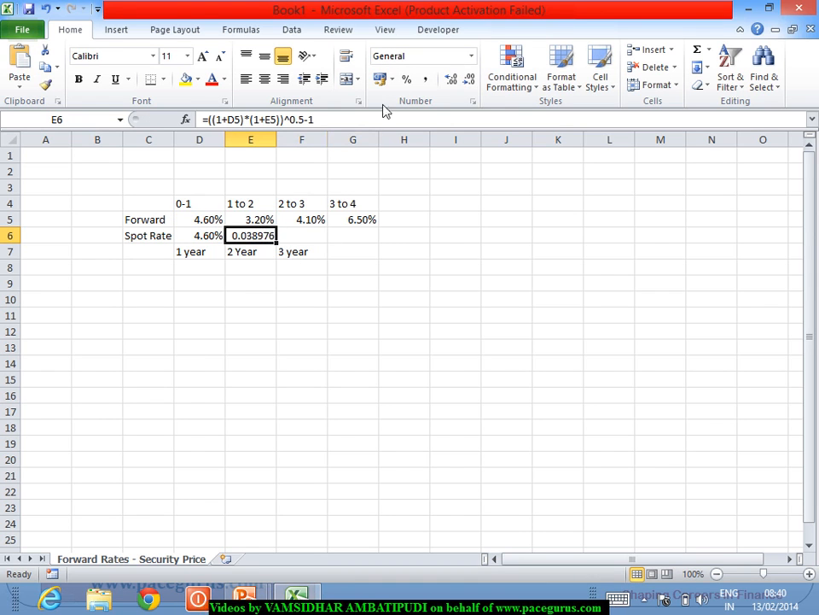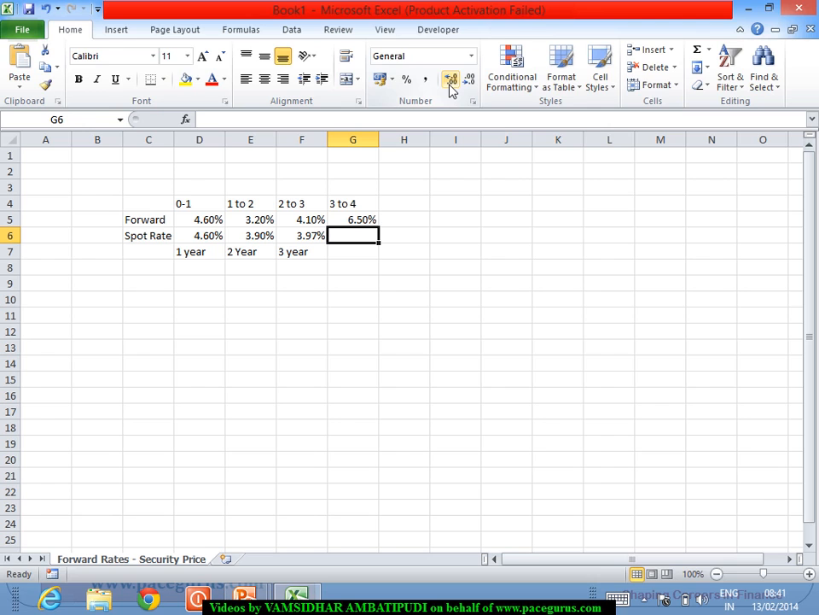So in this case, the 2-year spot rate has become 3.9%. And when it comes to the 3-year spot rate, I'm doing it as 1 plus 4.6 multiplied by 1 plus 3.2 multiplied by 1 plus 4.1. So all these three again I have to take to the power 1 by 3 to find out the rate. So I am raising it to the power 1 by 3 and then subtracting 1. So this is taking my 3-year spot rate to 3.97.